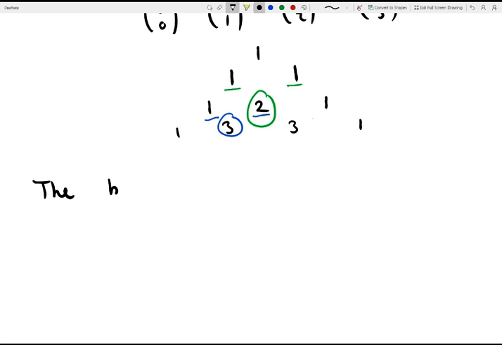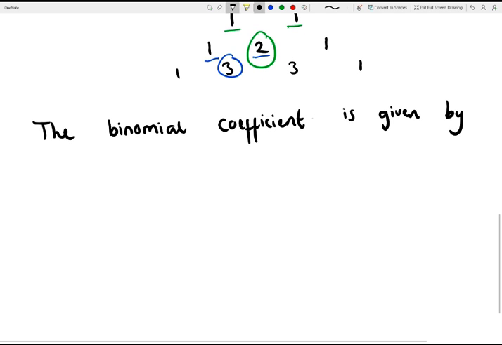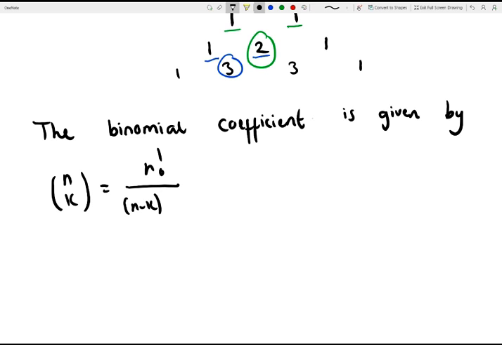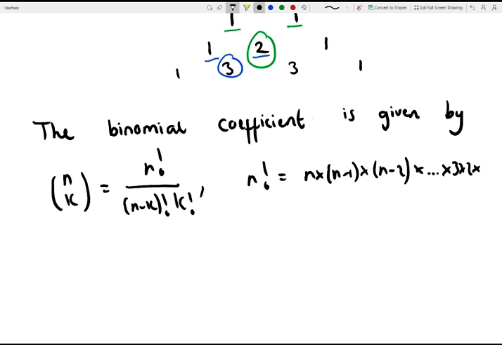So the binomial coefficient is given by n choose k is n factorial divided by n minus k factorial divided by k factorial. And in case you've forgotten, n factorial is n times n minus 1 times n minus 2 times everything in the middle times 3 times 2 times 1.